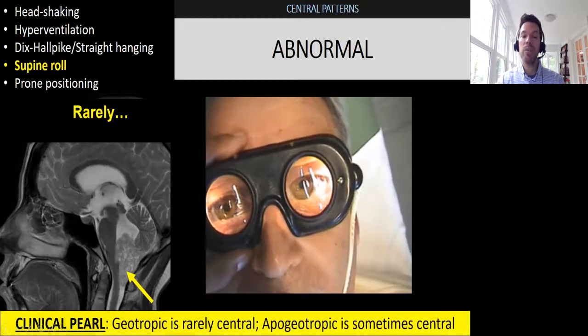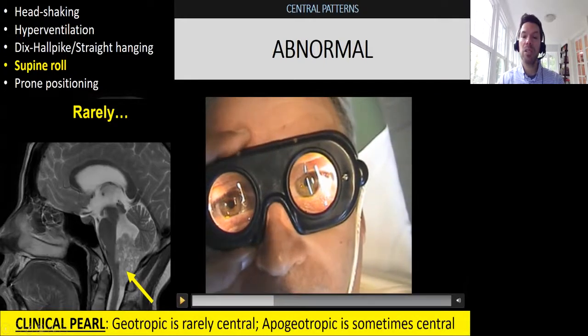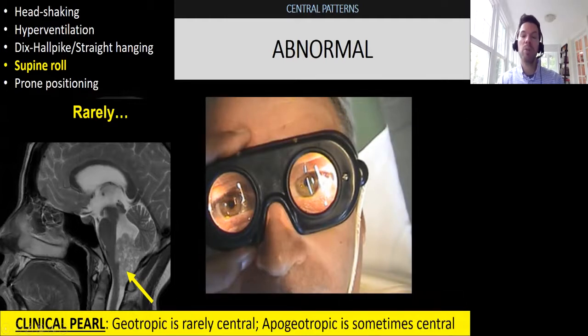So if you see a patient with apogeotropic nystagmus that you can't treat even with repeated properly performed repositioning maneuvers, it doesn't change, or you can't convert that apogeotropic to geotropic, then you should be concerned that this could be a neurologic problem and you should order neuroimaging.